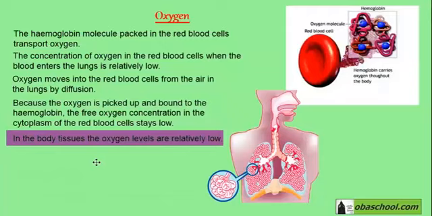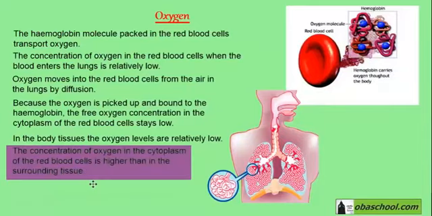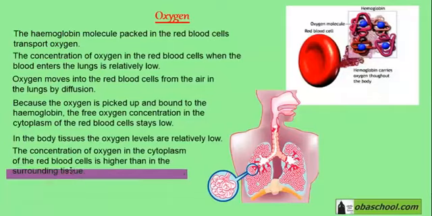Now, what happens at the levels of the body tissues? The tissues are low in oxygen. They have a need for oxygen. And now this blood is oxygenated. It is rich in oxygen. So we have another concentration gradient of oxygen. We have high concentration in the blood and low concentration in the tissues.